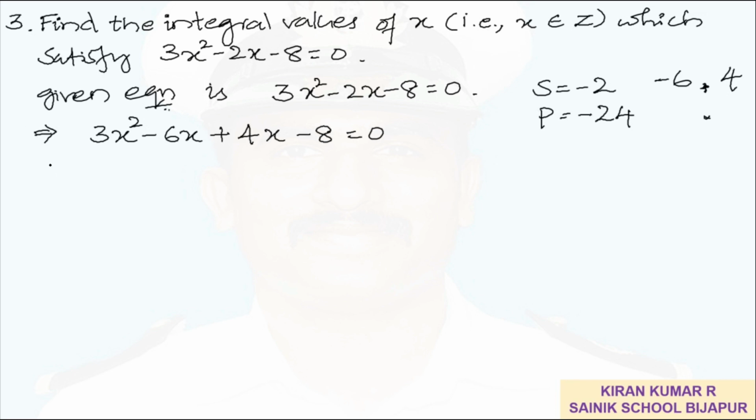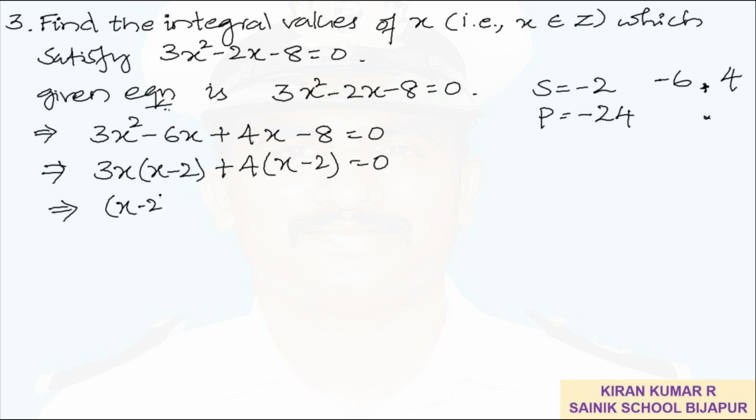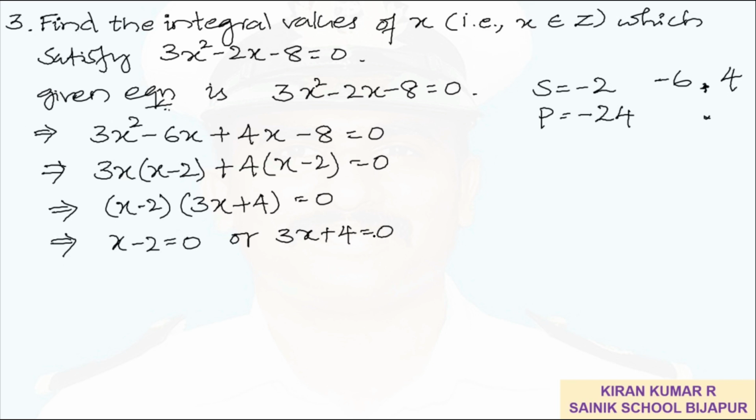In the next step, in the first two terms, I can take 3x common. I'll be getting x minus 2, plus 4 common, x minus 2 equal to 0. Now we have x minus 2 common, multiply to 3x plus 4 equal to 0. This implies either x minus 2 is 0 or 3x plus 4 equal to 0. Therefore, the value of x we get as 2 or negative 4 by 3.